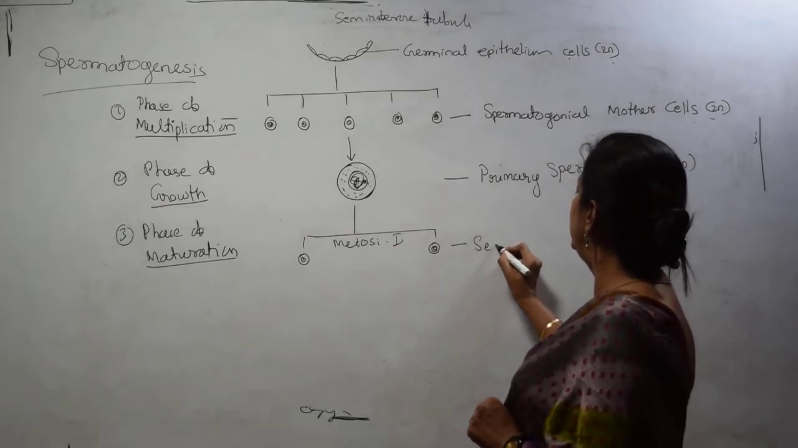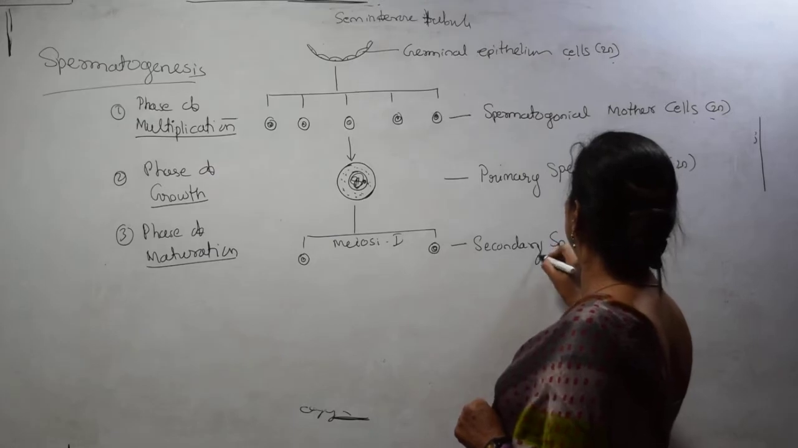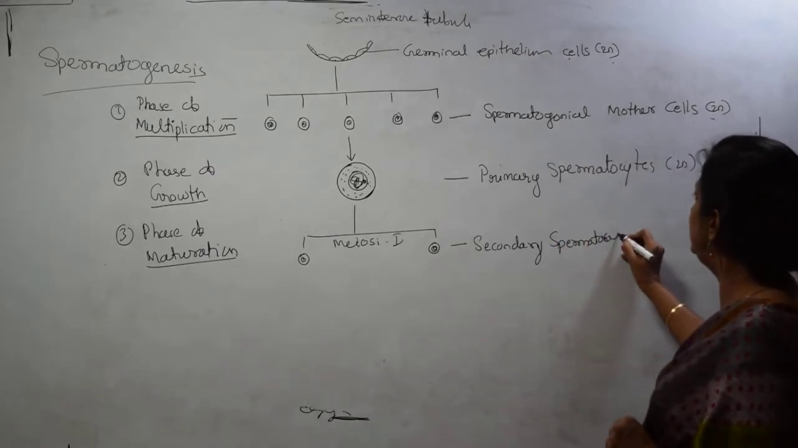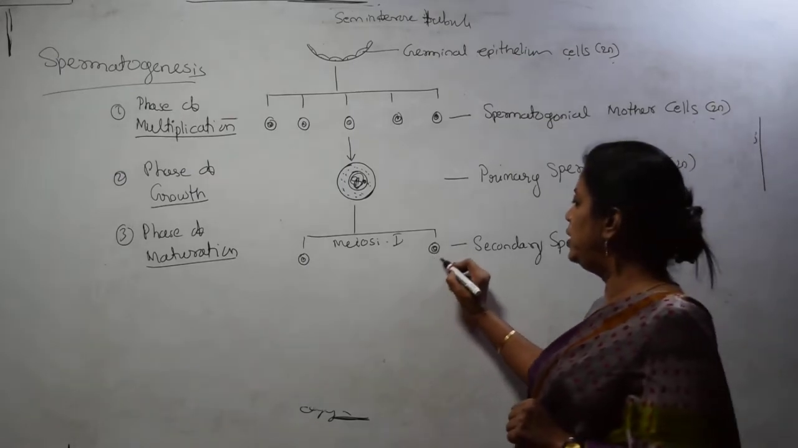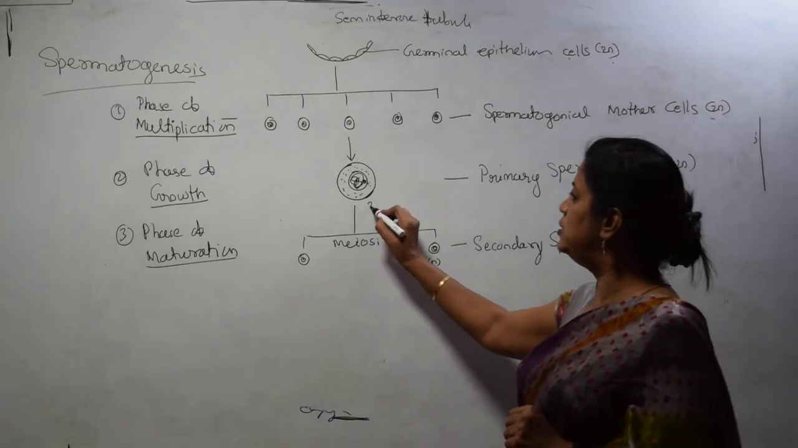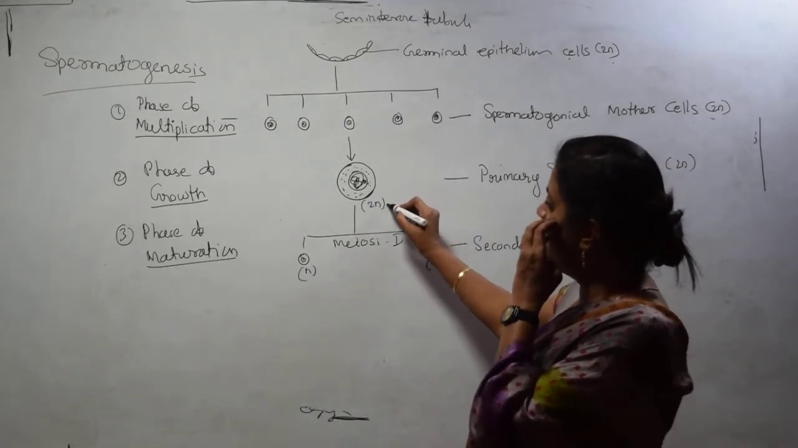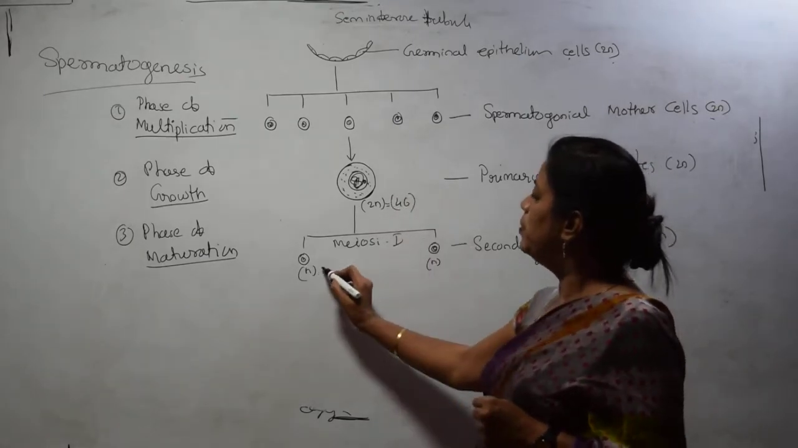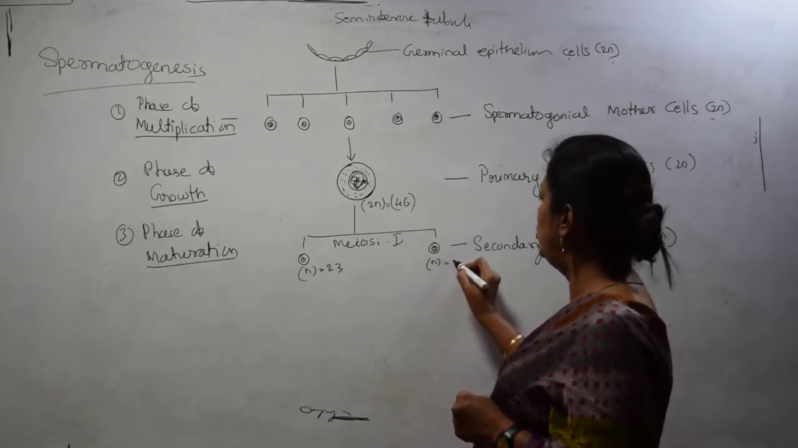They are called secondary spermatocytes. These are the secondary spermatocytes and the number is n. So here they are undergoing meiosis. Here this is still diploid, here it is haploid. So diploid in humans is equal to 46, and now it will become n equal to 23.